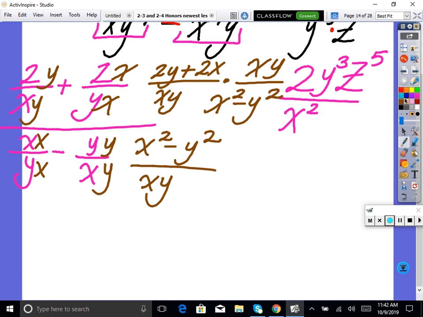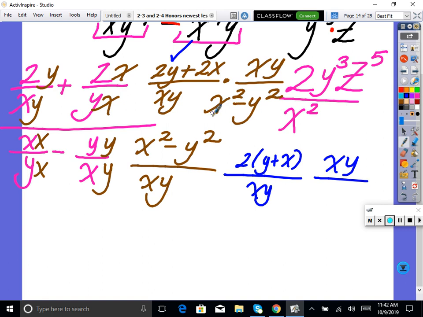Next step is to factor. So let's focus here. Factor that. What do we pull out? To the left is y plus x. xy is already factored. What do two perfect squares factor to be? x plus y and x minus y.